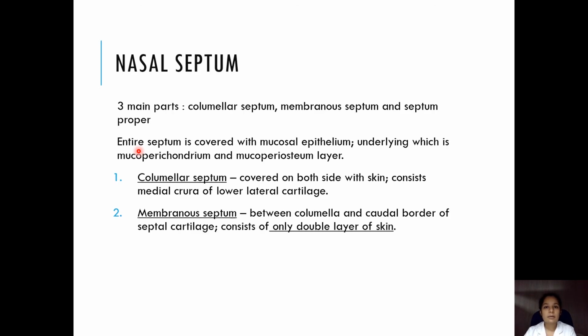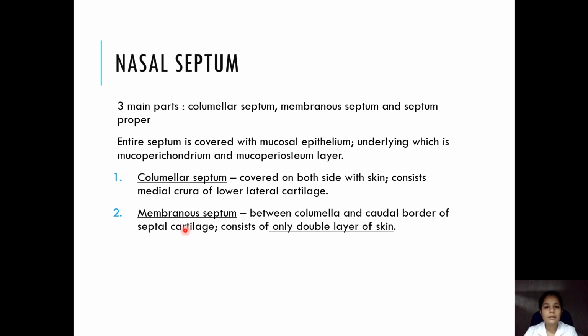Now let's study about nasal septum. There are three main parts of the nasal septum: columellar septum, membranous nasal septum, and septum proper. Entire nasal septum is covered with mucosal epithelium. Beneath this mucosal epithelium is mucoperichondrium and mucoperiosteal layer. The layer overlying the cartilaginous region is mucoperichondrial, and the layer overlying the bony region of the nasal septum is mucoperiosteal layer.